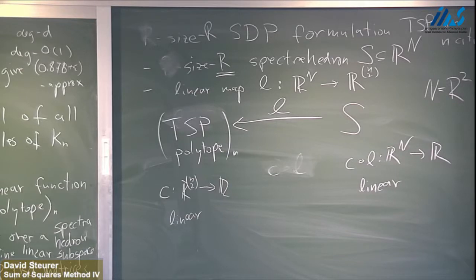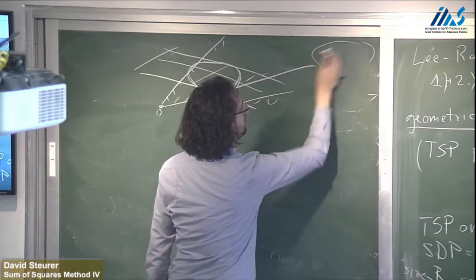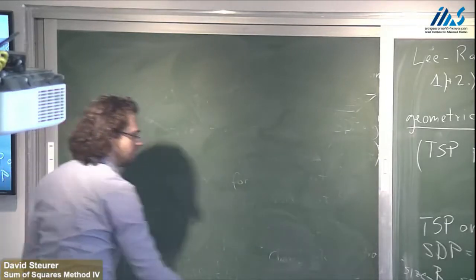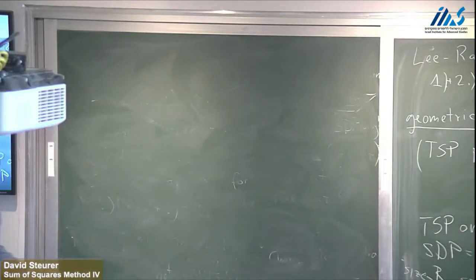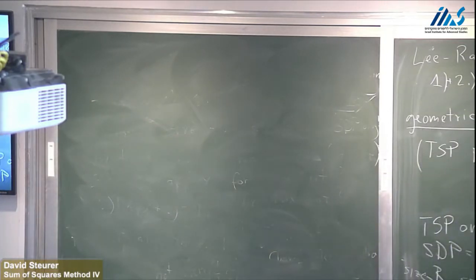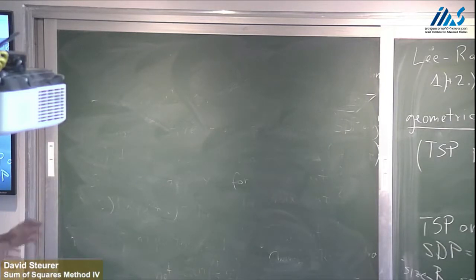It turns out that it's not so helpful if you want to prove things about it. The reason why this definition by Yannakakis seems really nice is that this is not the only way to think about these SDP formulations. There are many other equivalent ways to think about them, and it turns out that some of the ways are much easier to reason about.